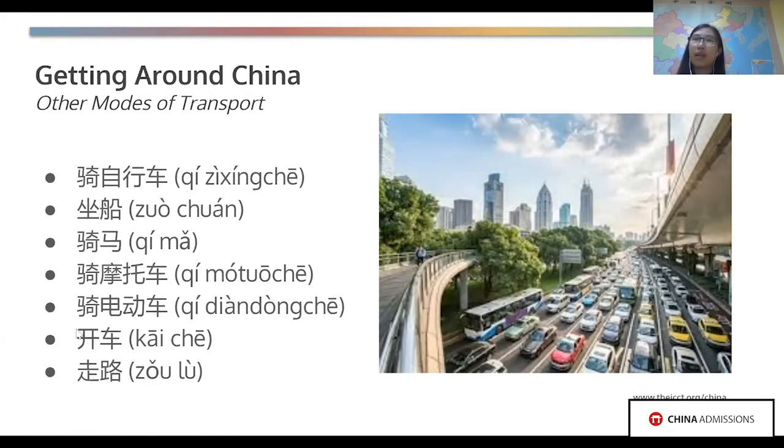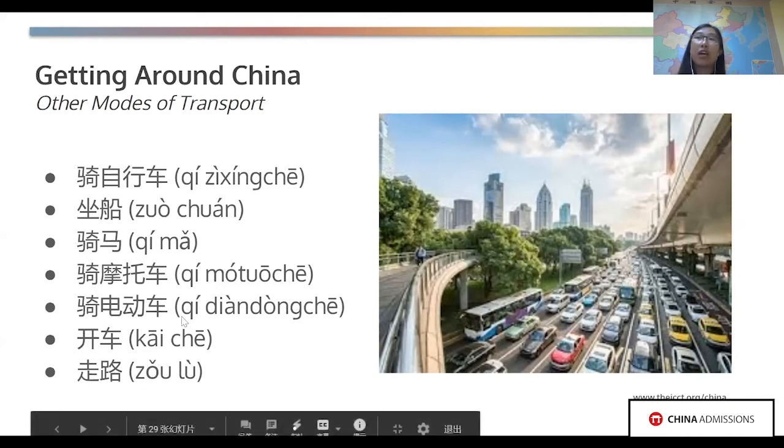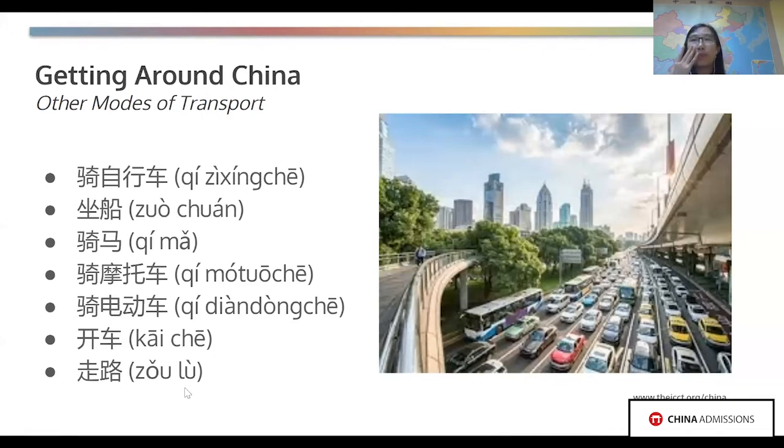It's generally smaller than the 摩托车, the motorcycle. And its power is electricity, not gas, not oil. Okay, and then 开车, driving a car. But it's kind of impossible to 开车 in China during your traveling because you need a license here, and it's not easy to get a license. So 开车. And the last one, but the most natural one, 走路, by walking. So if you go to a natural place like 张家界, 黄山, 九寨沟, those natural places, not the huge cities, okay? You always can 走路.